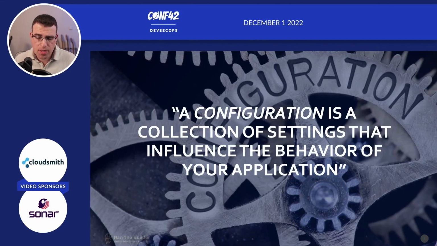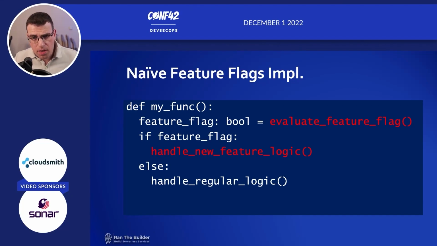Feature flags are a type of configuration, and a configuration is essentially a collection of settings that influence and change the behavior of your service. In this example, you can see a naive feature flags implementation that I wrote. I have a simple function, a magic function that evaluates feature flags for me. We're going to discuss what it does later on. It returns a Boolean, and then I have a simple if-else. If the feature flag is enabled, I'm going to handle the new feature logic. Otherwise, I'm going to do the same old service logic and it will not change my behavior. So this is a very naive implementation, but it works.